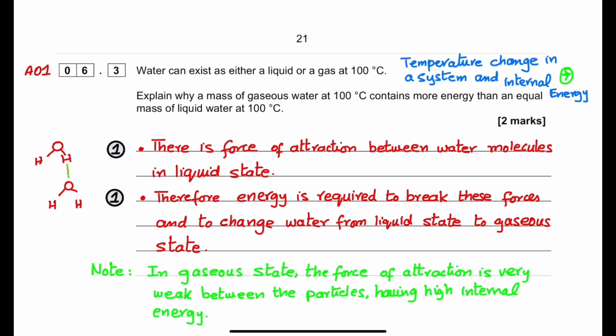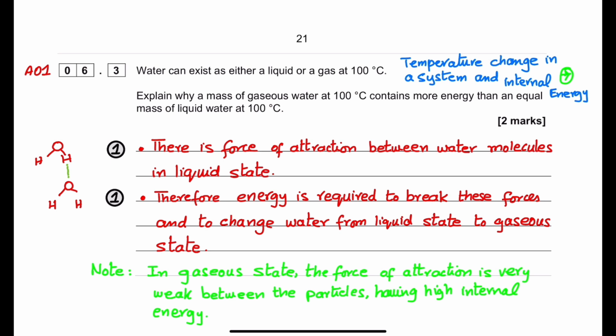6.3 is an AO1 question. Water can exist as either a liquid or gas at 100 degrees. Explain why a mass of gaseous water at 100 degrees Celsius contains more energy than an equal mass of liquid water at 100 degrees Celsius. This question is from the topic of temperature changes in a system and internal energy.